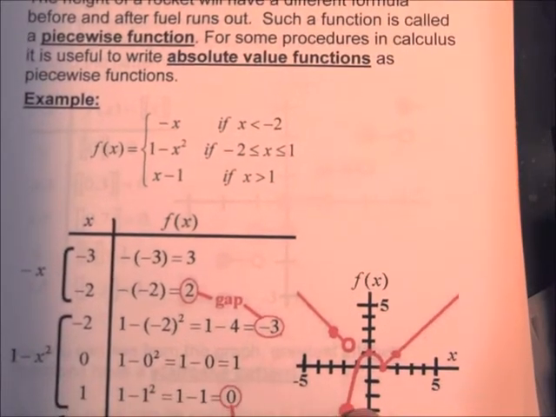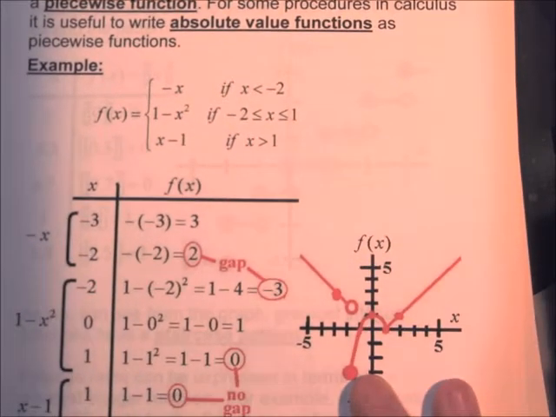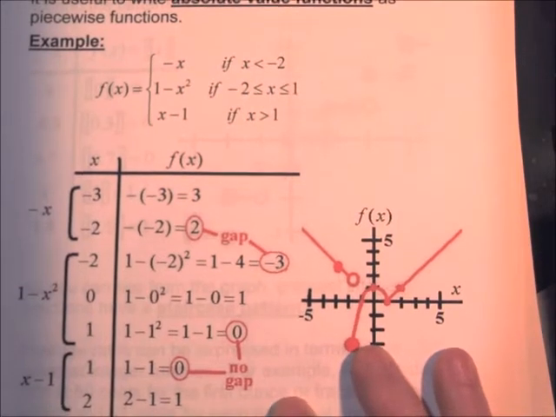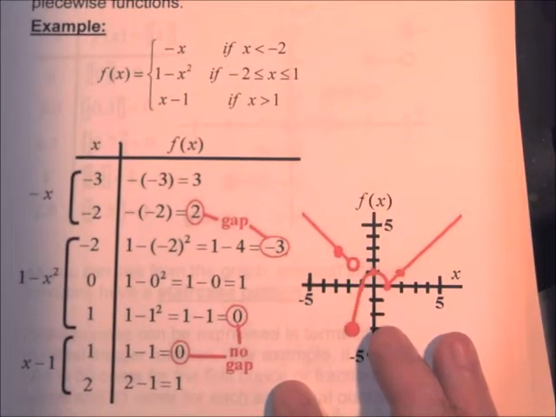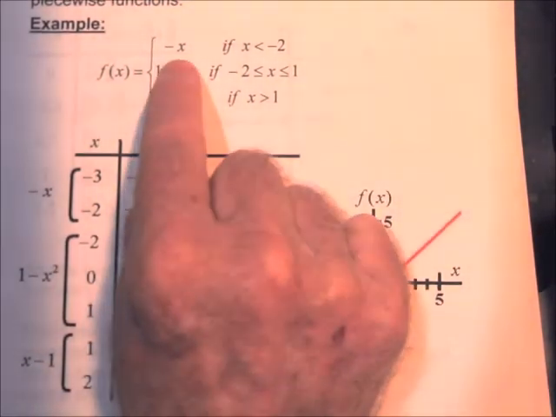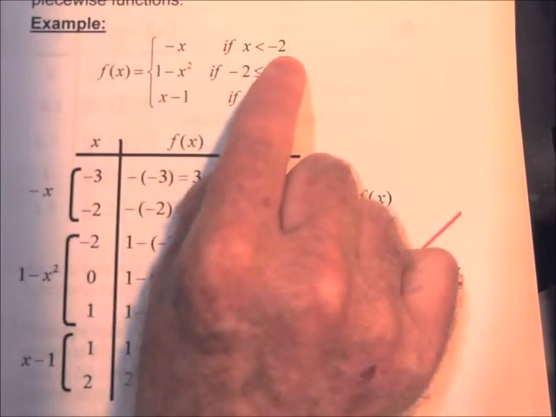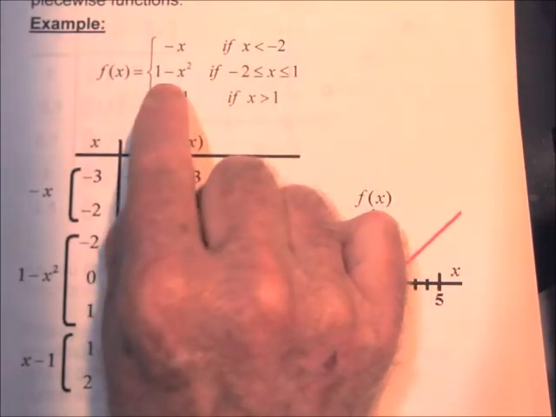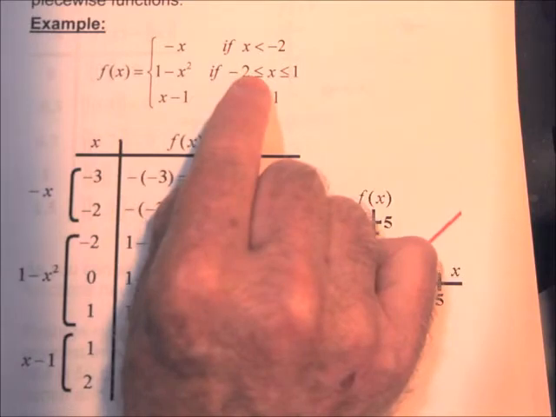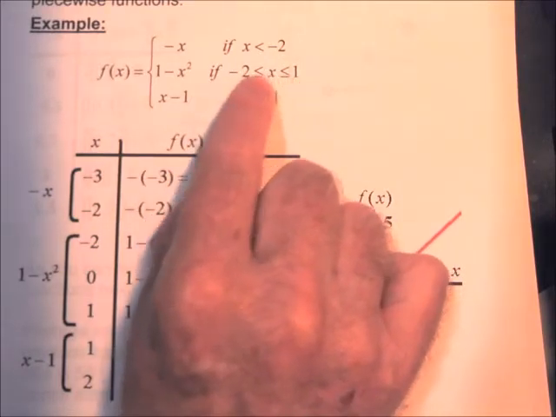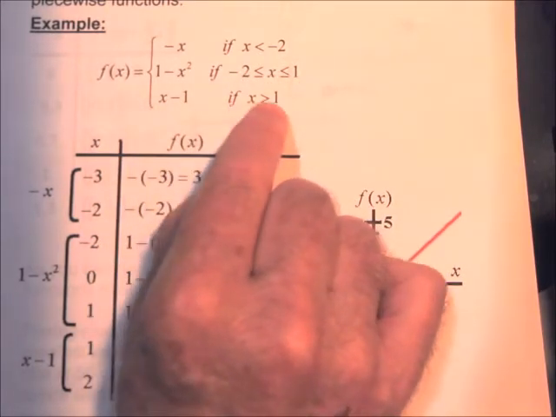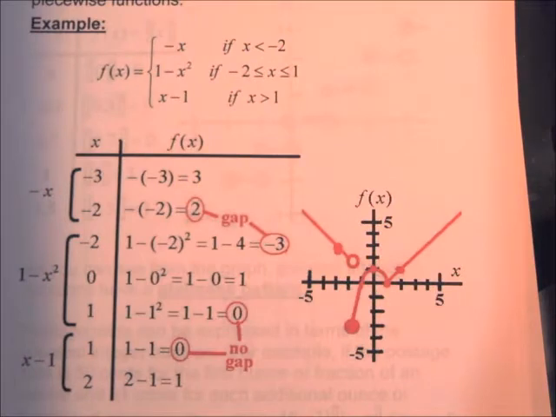This is a more generic example here. We have a piecewise function. f of x equals negative x if x is less than negative 2. It's equal to 1 minus x squared if x is between negative 2 and 1. And it's equal to x minus 1 if x is greater than 1. So this one actually has 3 different formulas depending on what the value of x is.